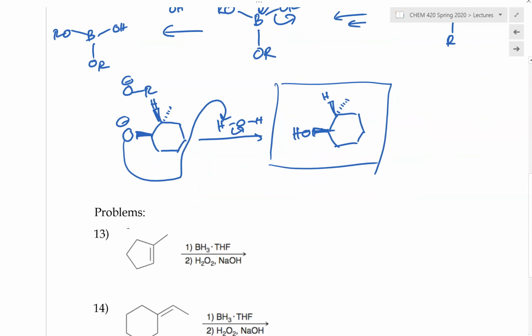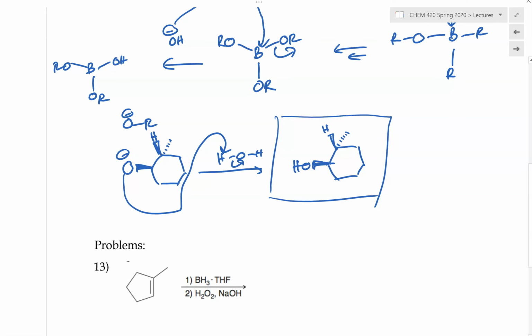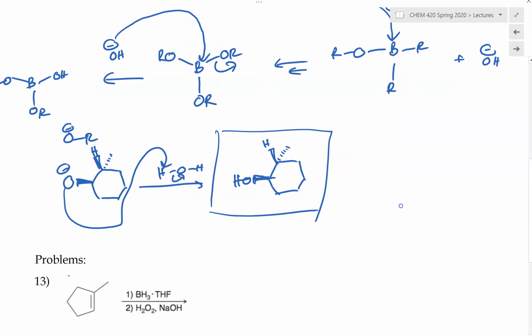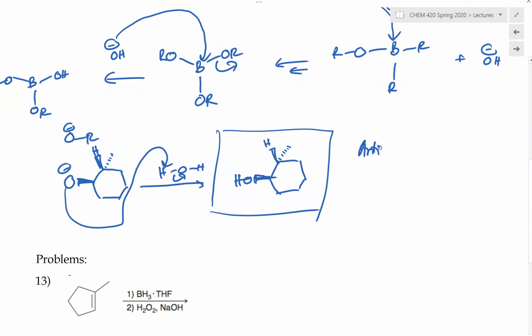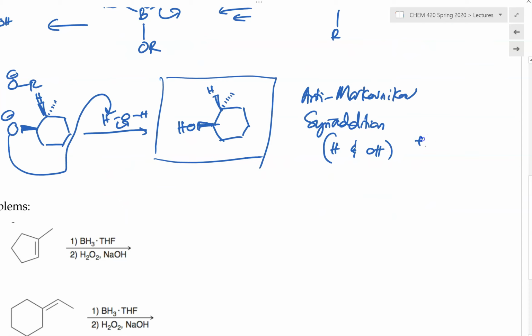And again, one thing to notice is that this is an anti-Markovnikov addition and also a syn addition as well. So this is anti-Markovnikov and syn addition, in which the hydrogen and the OH group are added on the same side of the double bond, and we will be making a racemic mixture. But we do not produce the other diastereomer.